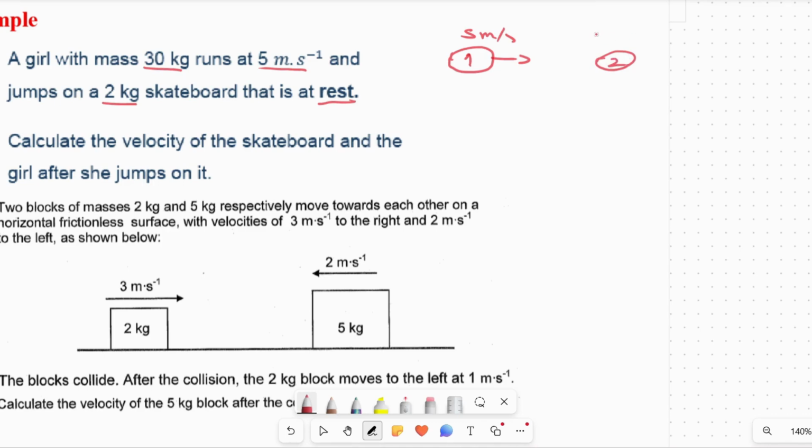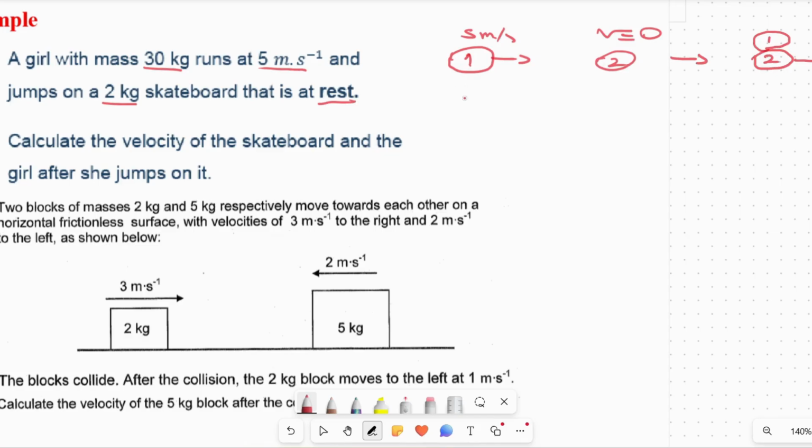So this is a skateboard, this is stationary, so it means the velocity is going to be 0. After jumping onto that, what's going to happen is that the girl will be on top of the skateboard. So this is going to be the girl with the skateboard. So they'll be moving together. So this is going to be the final scenario in that situation.